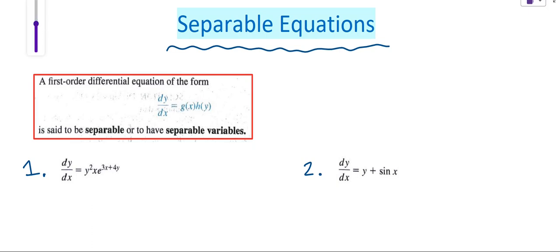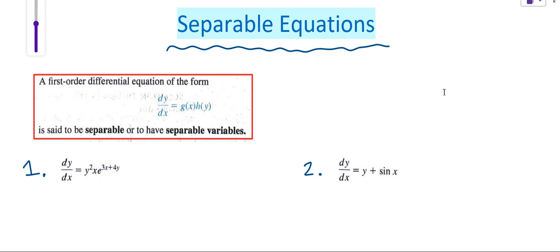Hello everyone. So today we're going to talk about separable equations and what they mean in terms of differential equations. Separable equations are the basic and most simple form of solving a differential equation, which are first order equations with separable variables. This type of solving involves a lot of integration because you'll be splitting the question into two sides, hence why it's called a separable equation with separable variables.